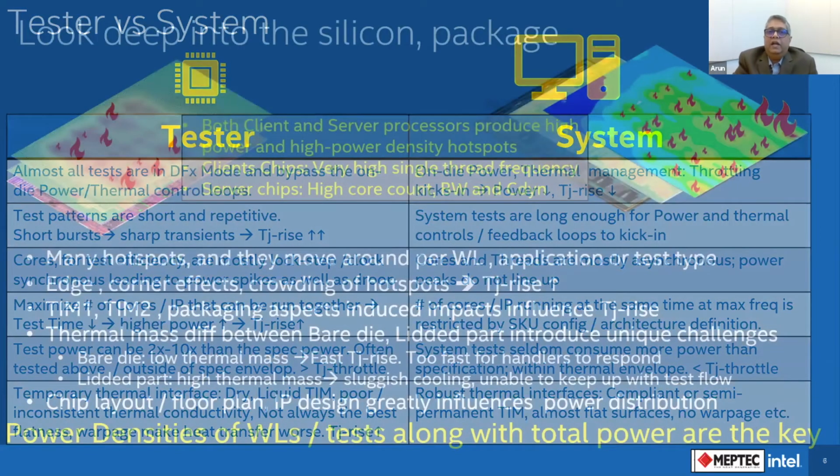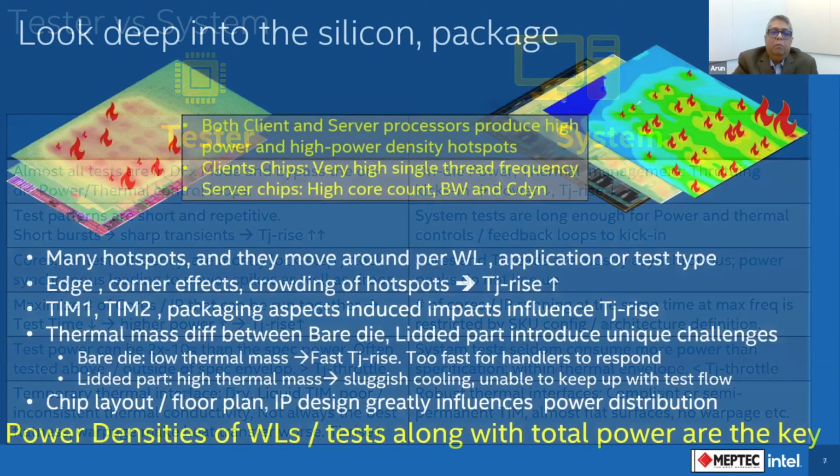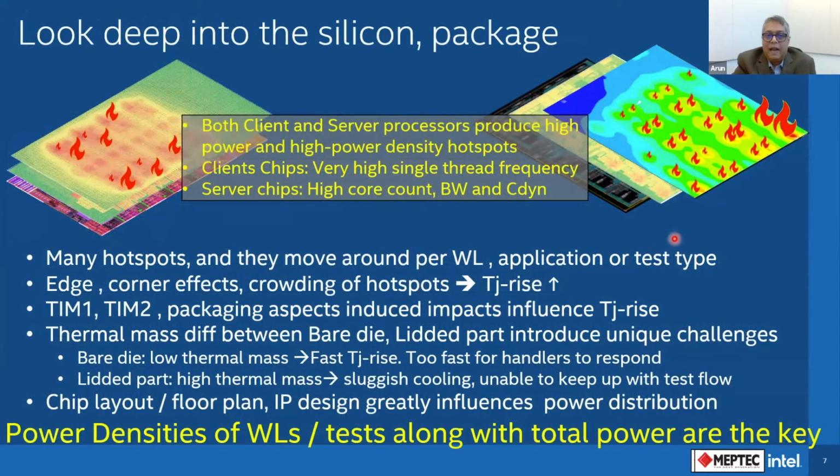So looking a little bit deep into the silicon itself, right? Both client products, which is laptop and desktop and the mobile parts, versus server parts, produce high power and high power density hotspots. You can see the pictograph there. The hotspots are on the cores, and the client on the left has got something like 4 cores and about 12 hotspots. On the other hand, a server with 18 cores will have many more hotspots, and they move around with workload.